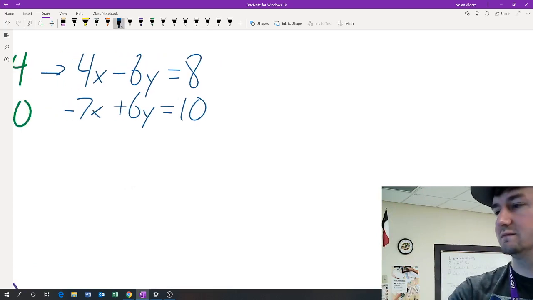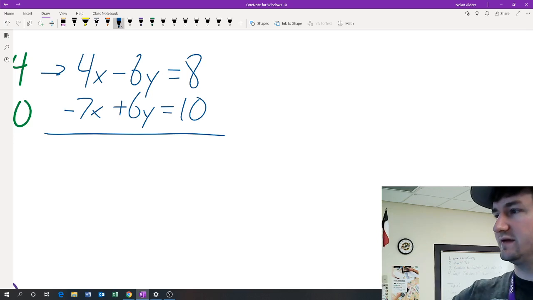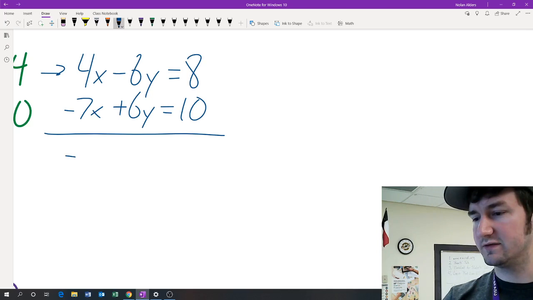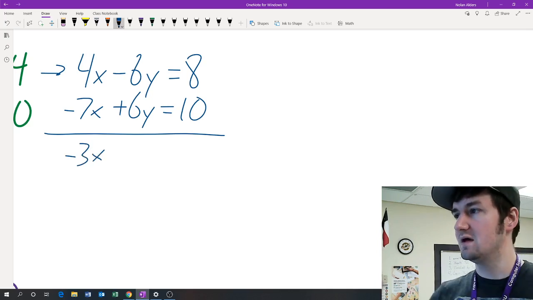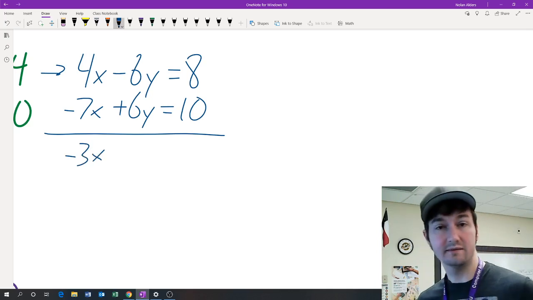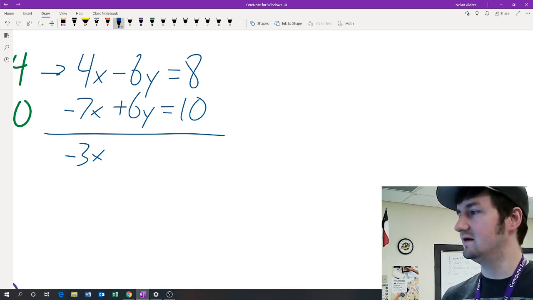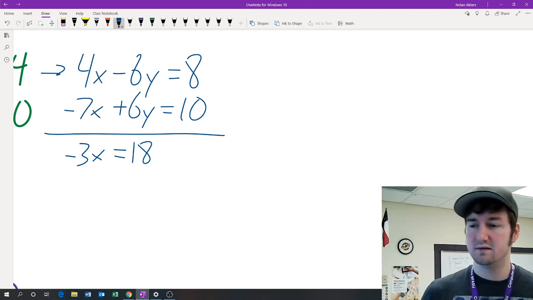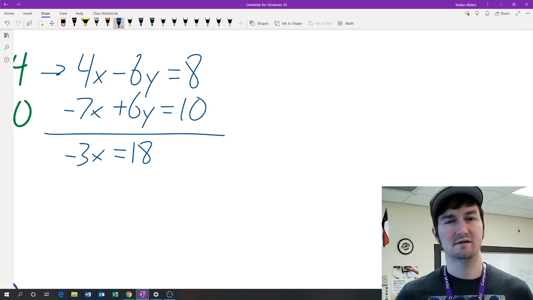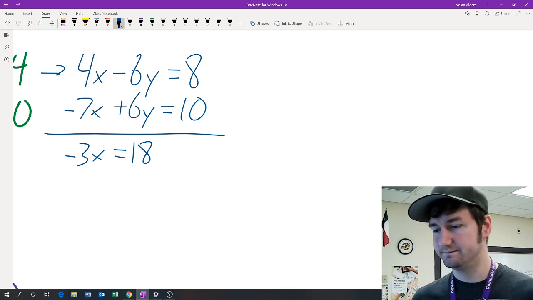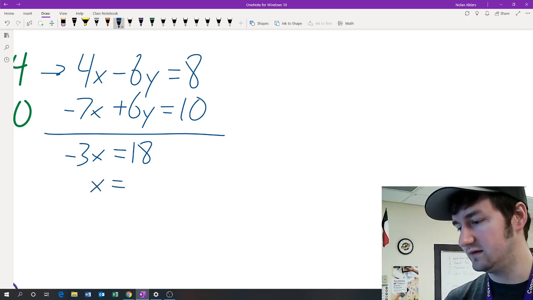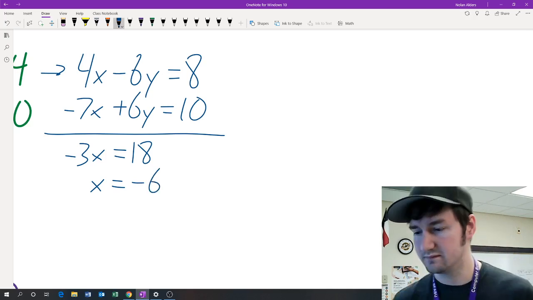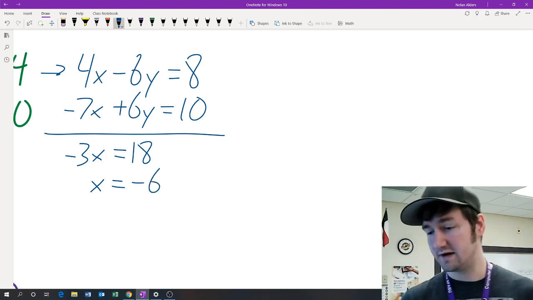So we're going to just add downward. 4x plus negative 7x would give us a negative 3x. Negative 6y plus 6y cancel. And then the 8 plus 10 give us 18. To solve for x now, we need to divide both sides by negative 3. 18 divided by negative 3 gives us negative 6. And so we've solved for x.